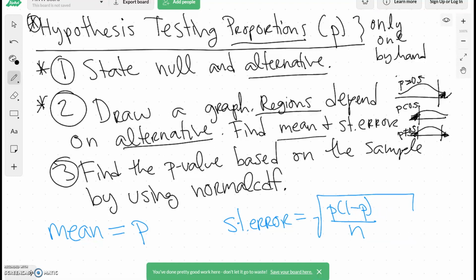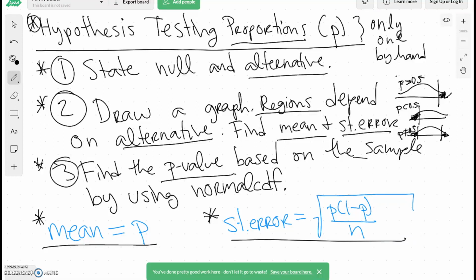And make sure that you find the mean and the standard error. I wrote down right here what the mean is and what the standard error is, so make sure that you have this in your cheat sheet, because those are going to be there. Step number 3, what you want to do is find the p-value based on the sample that I give you by using normal CDF.